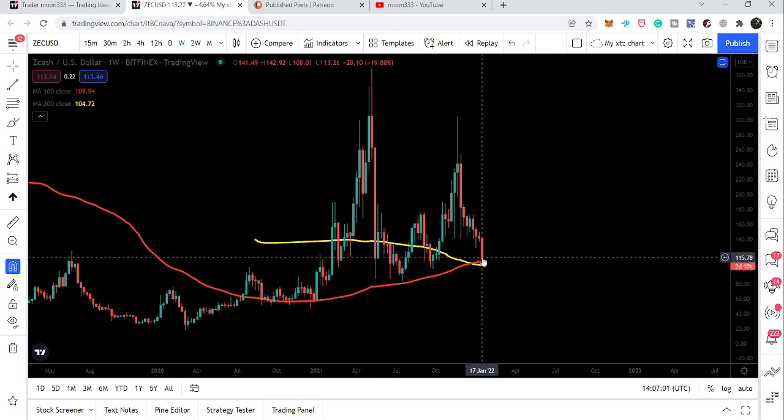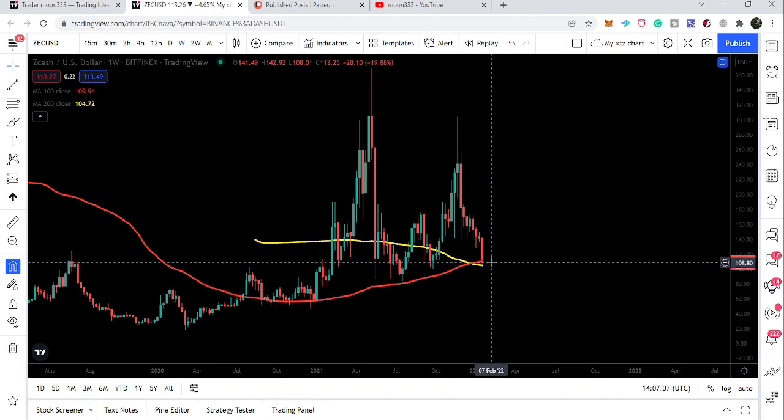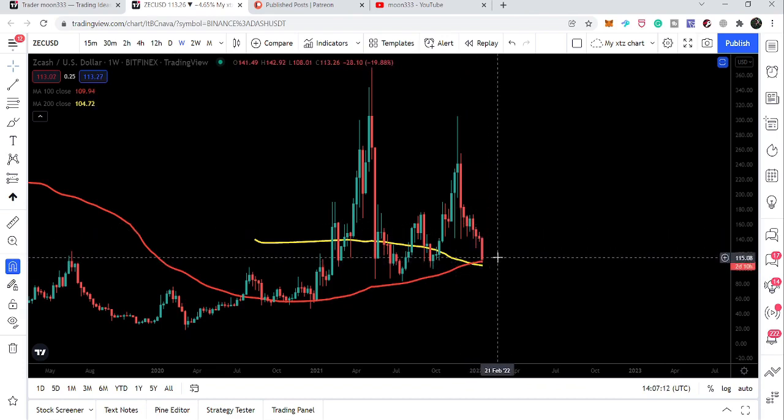Right now we are touching the 100, and the 200 is approximately at $104, and it is possible that it will move up and provide more firm support. However, the candle is really very bearish.